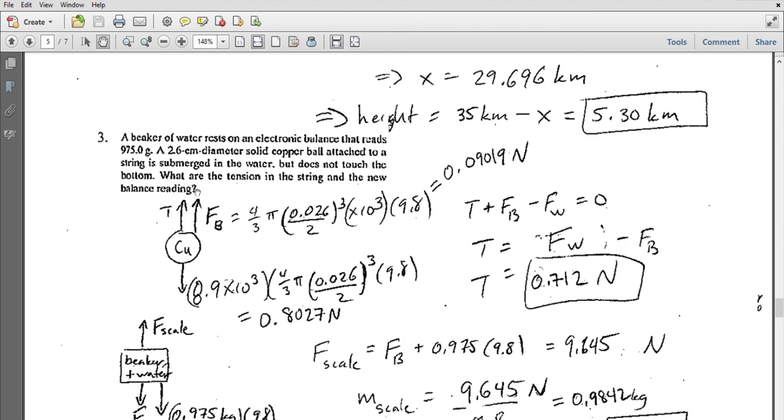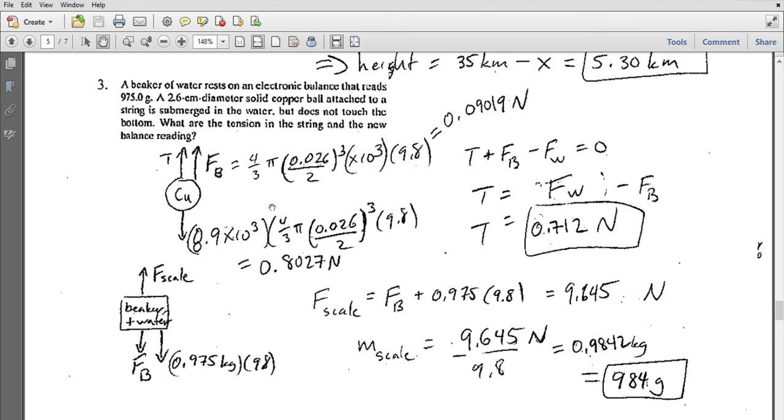The tension is what we want to know going up. And then the buoyant force we can also calculate. The buoyant force is equal to the weight of the water displaced. So that's equal to 4/3 pi r cubed, the volume of the water displaced, times the density of the water, which is 1,000. That gives me the mass of the water displaced, times little g to get the weight of the water displaced. That's 0.09019 newtons. Okay, so this plus this minus this equals 0, and therefore I can solve for the tension in the string, 0.712 newtons. Also, what's the new balance reading?